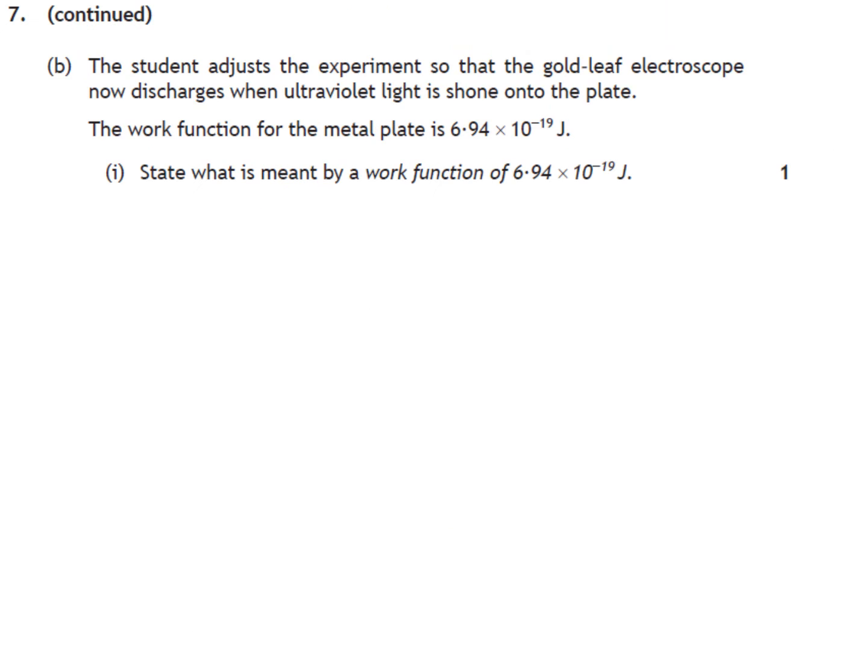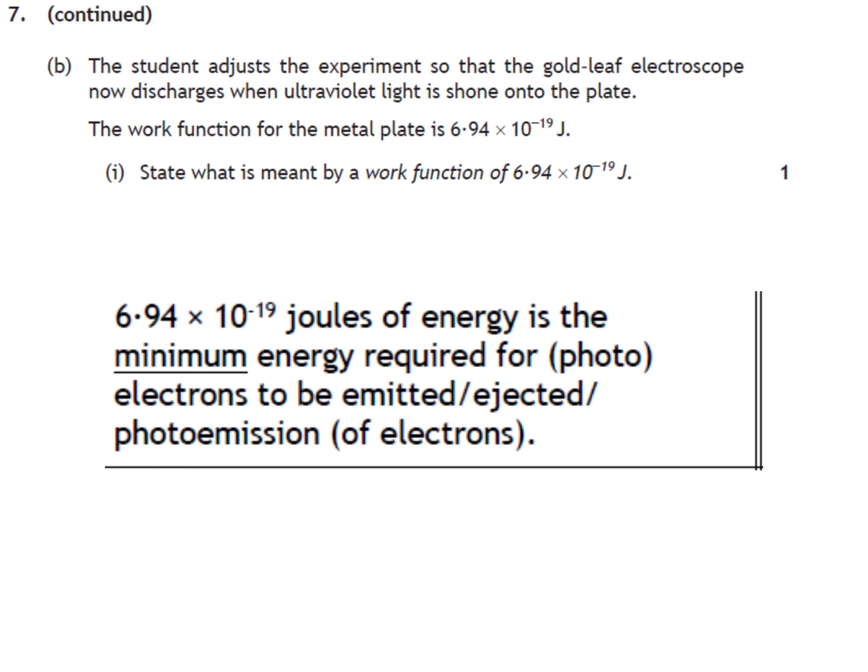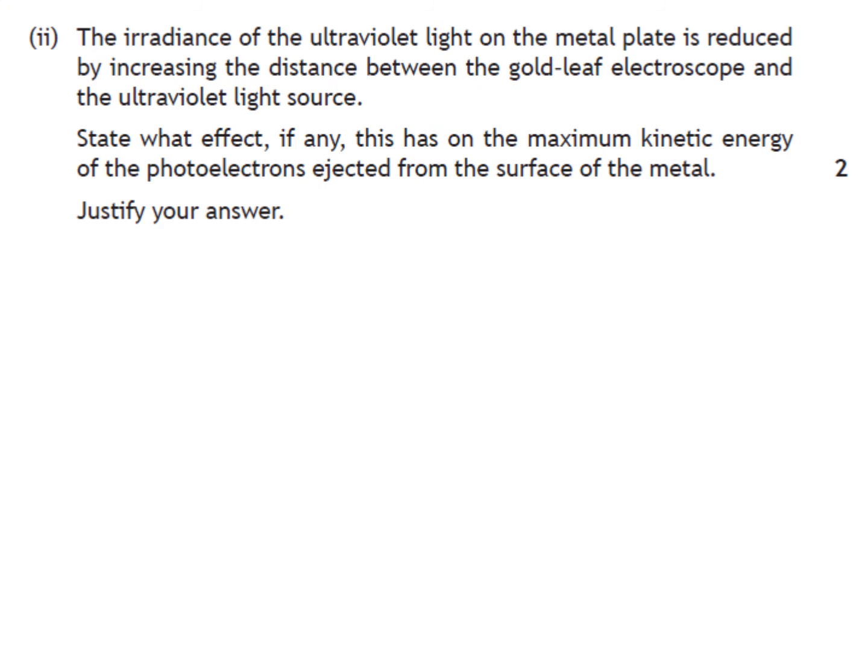Okay, next one, it says the student adjusts the experiment so the gold leaf electroscope now discharges when ultraviolet light is shone onto the plate. The work function for the metal plate is this. State what is meant by the work function. So again, it's a definition question. So the answer is it's the minimum energy required for photoelectrons to be emitted or ejected by photoemission. So notice how the last two questions were all kind of knowledge-based questions.